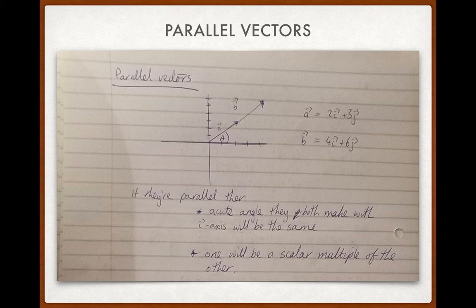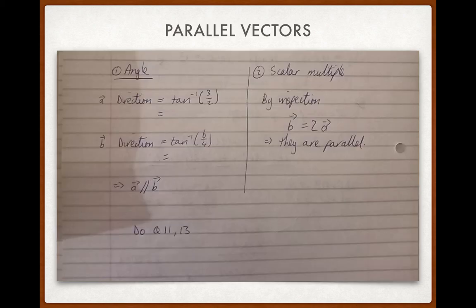Now, sometimes it's not easy to spot because it might be a multiple by a negative number. You might see that it's a multiple of minus 7 over 3 or something ridiculous like that. If that's the case and you can't spot it, you're going to have to go to method 1, which is work out the angle that they make with the y-axis, or the acute angle they make with it. So here it's done out. The left-hand side is the angle method, right-hand side is the scalar multiple method. I'll start with the right-hand side by inspection. We just look at it, we see it.